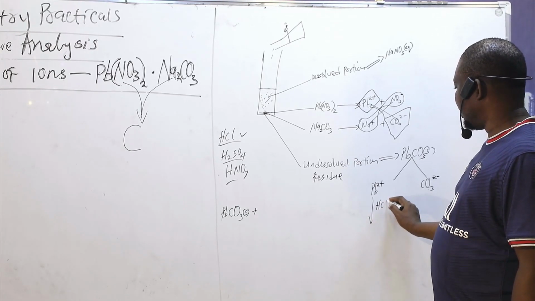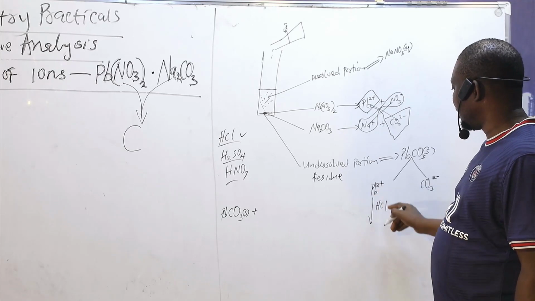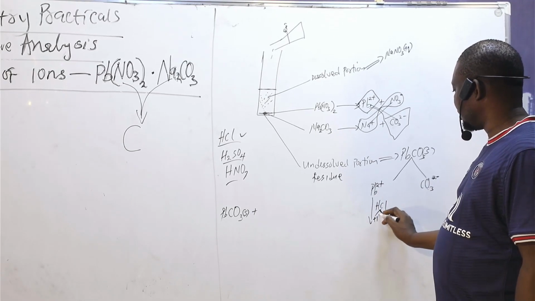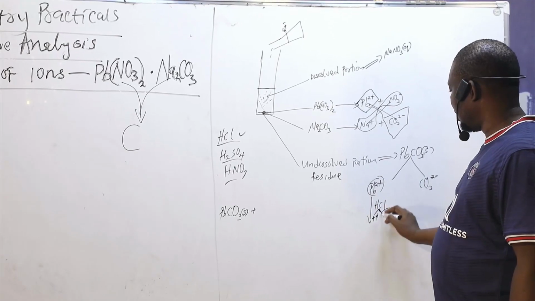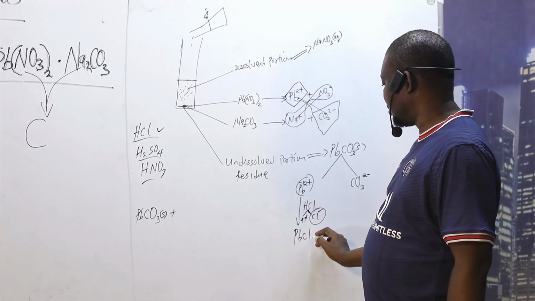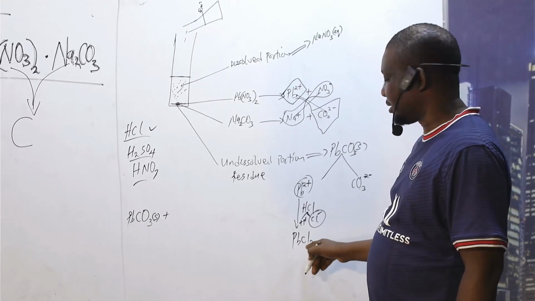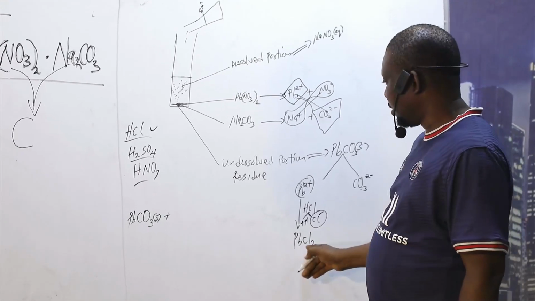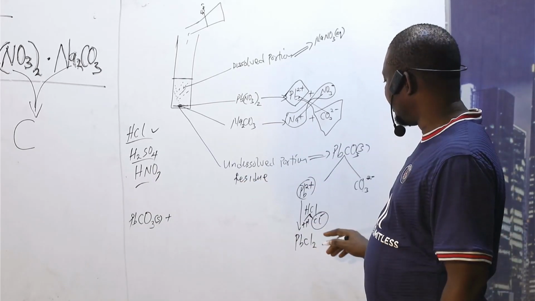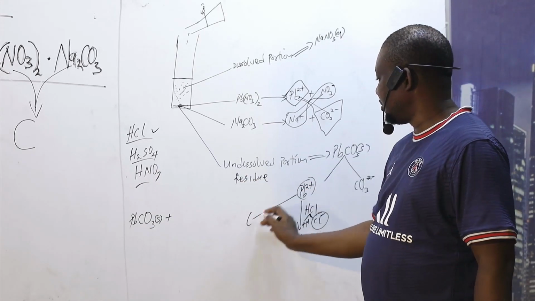If you add HCl to this cation, now you have Cl minus and H plus. So lead is going to react with the anion of this and come out as a precipitate. This precipitate is not soluble, so it cannot dissolve. This acid can't dissolve this. The same thing with this acid.